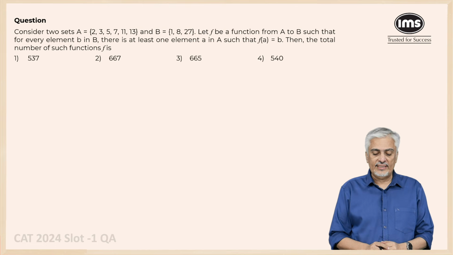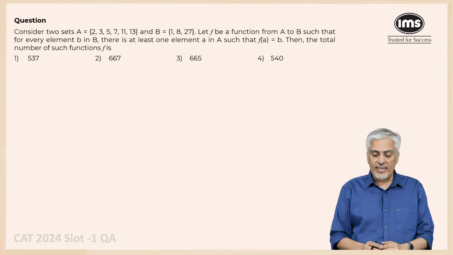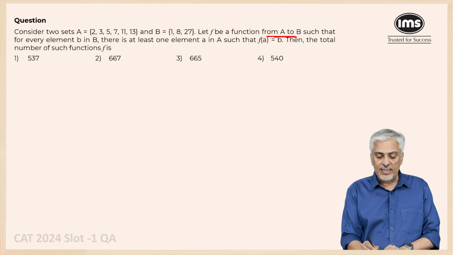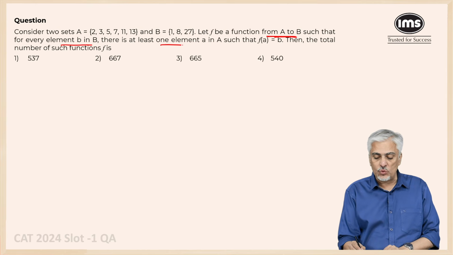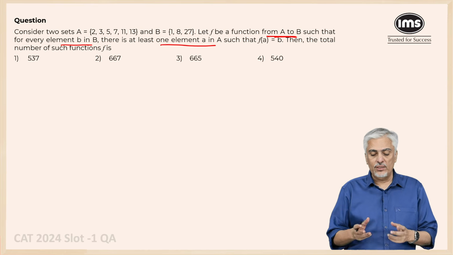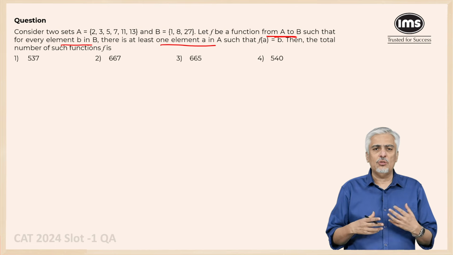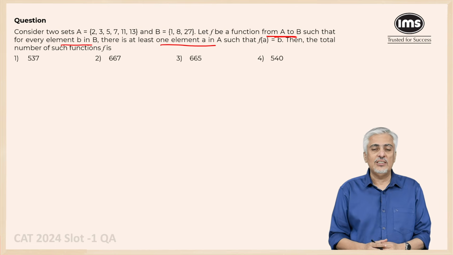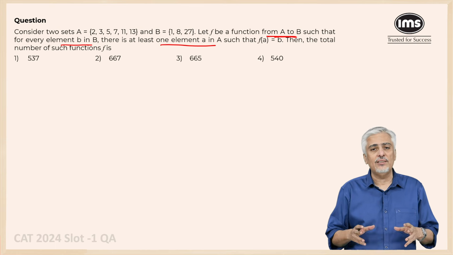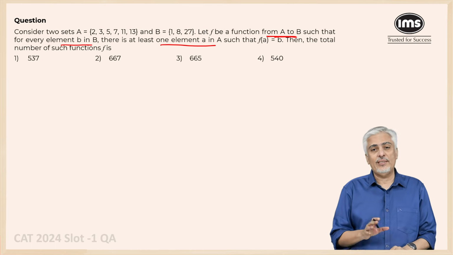Consider two sets A and B, where A has 6 elements and B has 3 elements. Let f be a function from A to B, so that for every element b in B, there is at least one element a in A such that f of a is equal to b. Then the total number of such functions is what? Now this question, I'm sure a lot of people left it just thinking it was a question of functions, but actually it was a question from permutation combination, and I think across all the 3 slots, maybe one of the most difficult questions to interpret and understand.